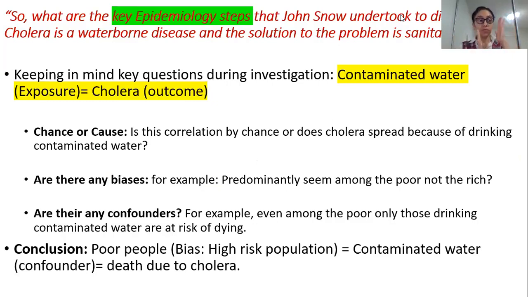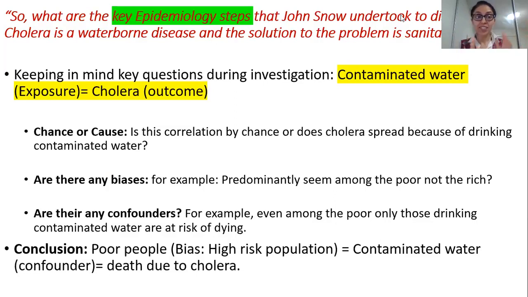What is our independent variable in this example? Contaminated water, fecal contaminated water. That's our exposure, which is our independent variable. What is the contaminated water causing? When you answer this question, that makes the other end the dependent variable, or the outcome. Which over here is your disease condition, cholera.